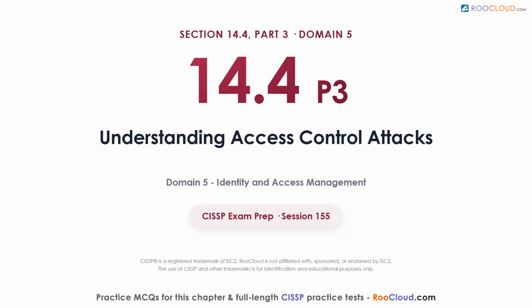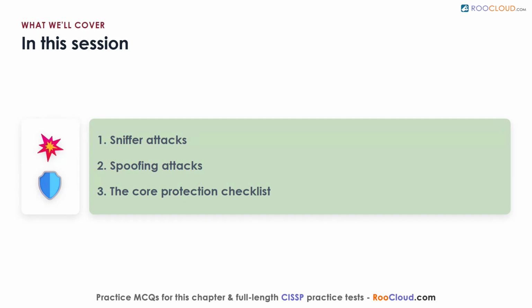Welcome to section 14.4, part 3. This is the 155th session of the CISSP exam prep series. This part closes out access control attacks with interception, impersonation, and the defenses that tie it all together. In this session, we'll finish the attack landscape and pivot to protection.